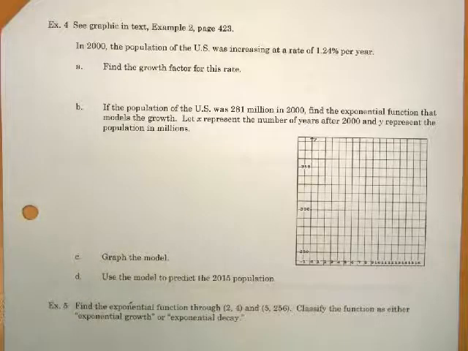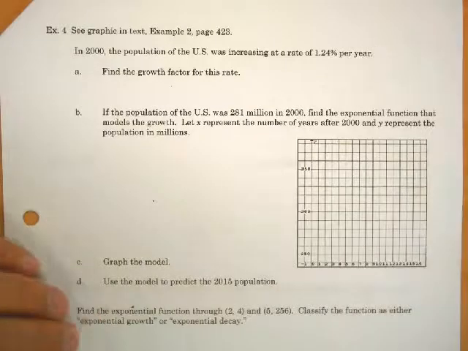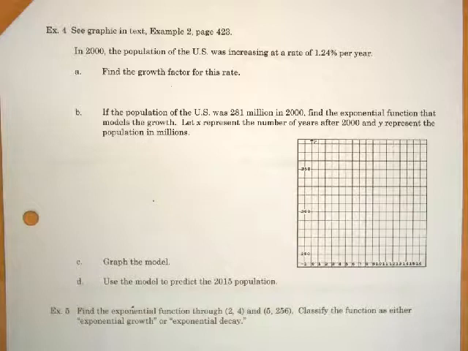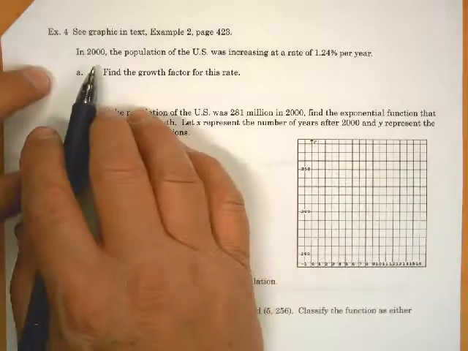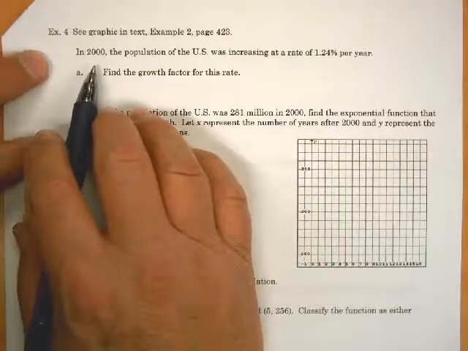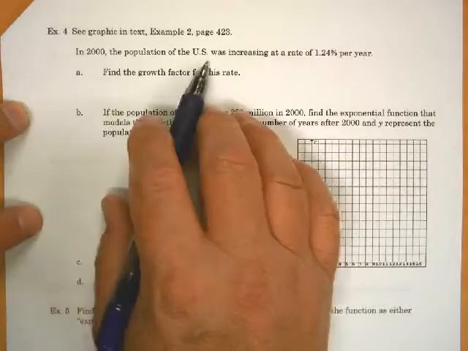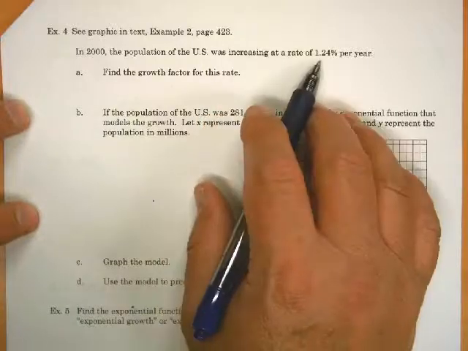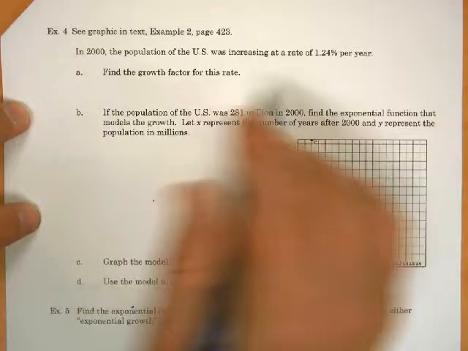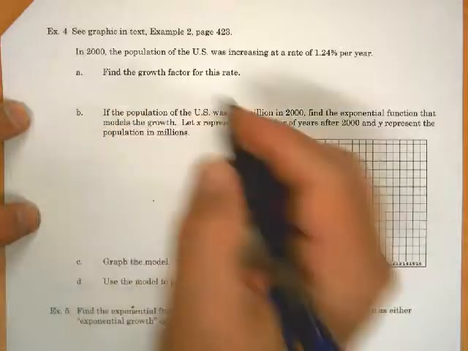Okay, this is Mr. Peterson, and we're going over page 2 of the 8.1 notes. We covered a little bit of how to find a base in the last little section. So we have a practical application problem here. In the year 2000, the population of the United States was increasing at a rate of 1.24% per year. So we're going to find the growth factor, and that's code for the base.